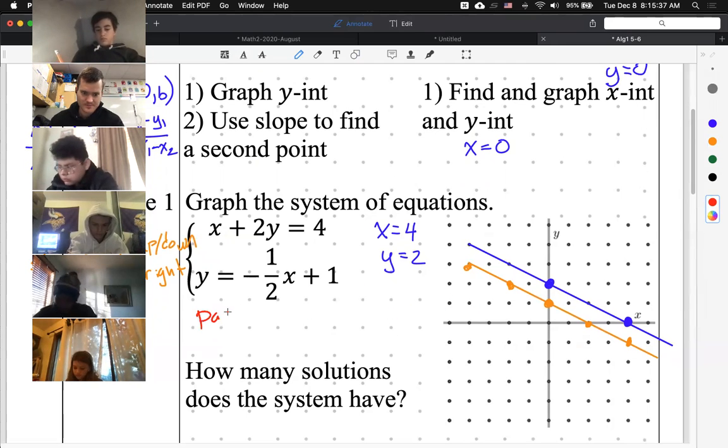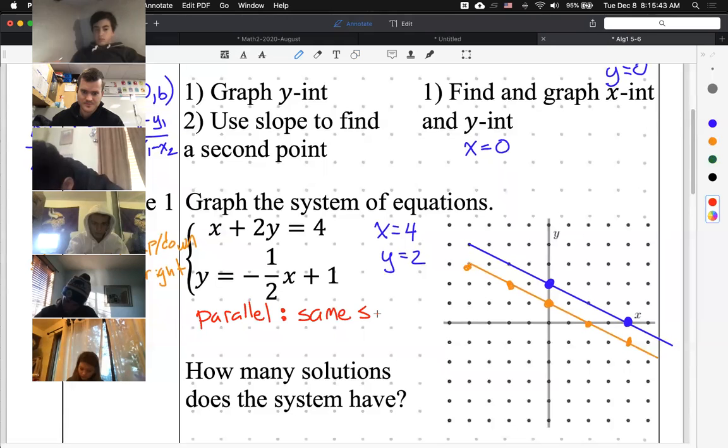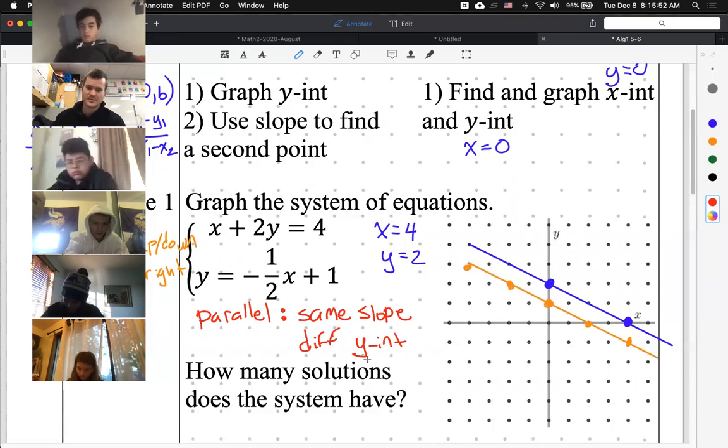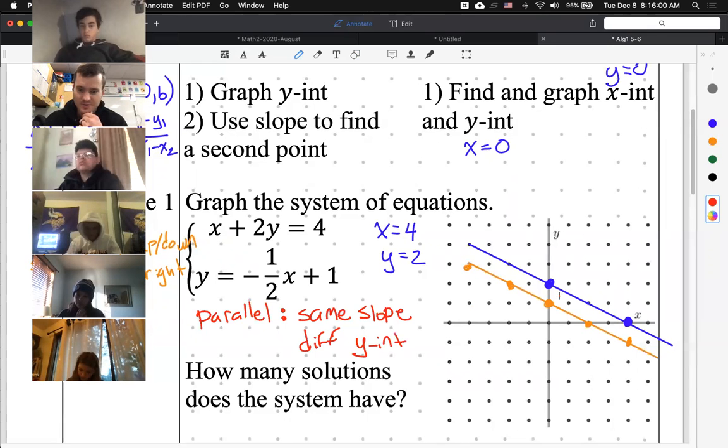So parallel, what does that mean? That they have the same slope and different y-intercept. Because if they have the same y-intercept, then they would be the exact same line. So they have to be at least shifted away from each other. Yeah, so they're parallel. There's no intersection.